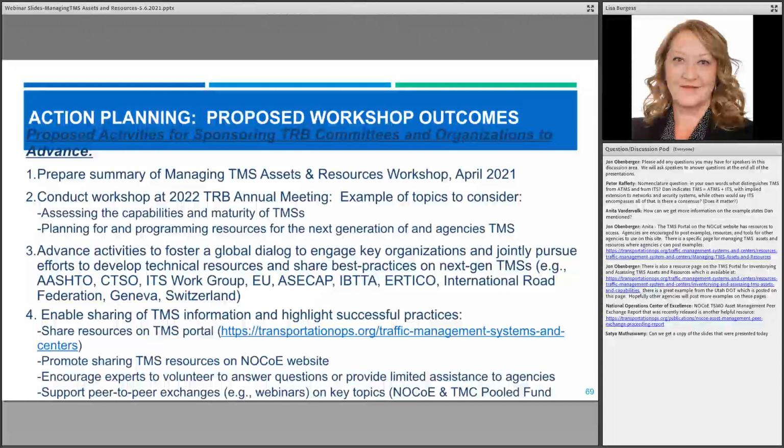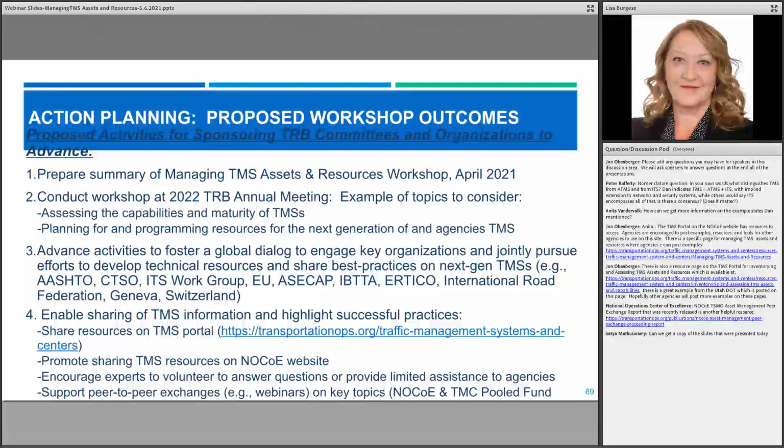We want to continue having not just TRB support and committee support, but support from the various organizations and entities in the transportation community in the U.S. as well as internationally. So we want to make sure that we continue with that. And again, we'll talk to that a little bit here later with a follow-up bullet on the next slide.